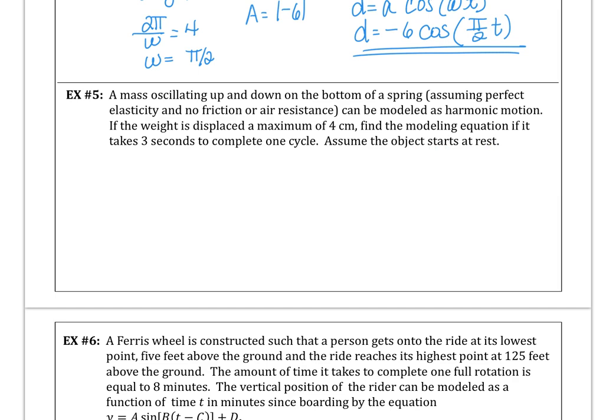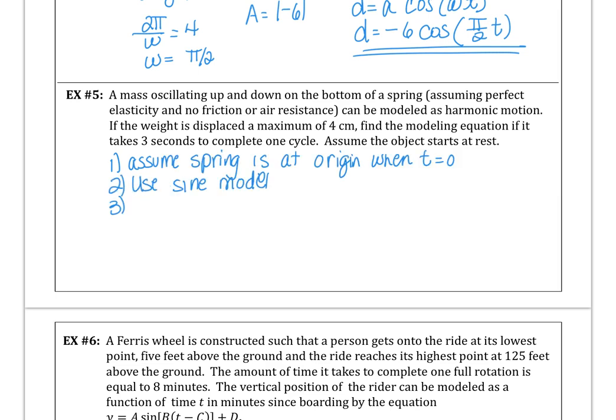If the object starts at rest, let's make a few notes here. Assume the spring is at the origin when t is 0. We'd use the sine model. We know A is 4. We know the period is 3 seconds.